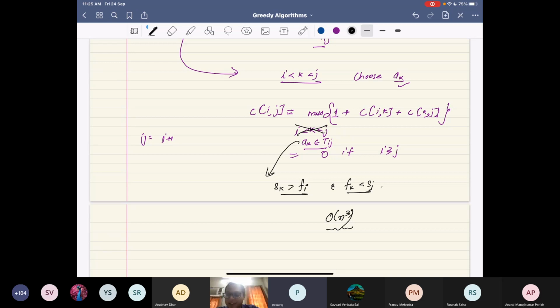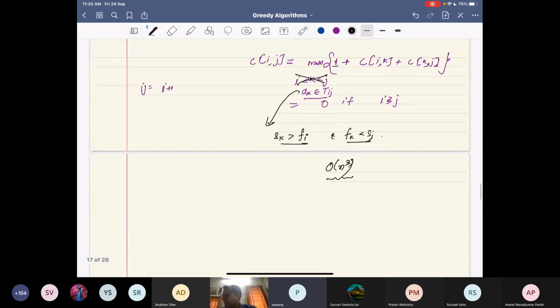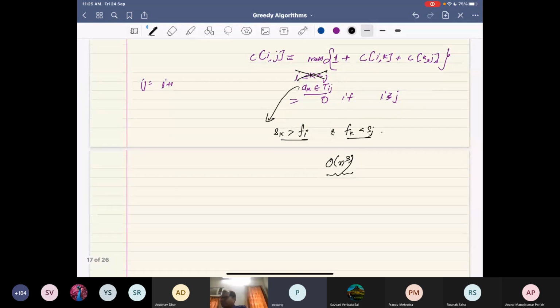Yes, we will do better than that, but for that we will use a greedy property, right? In this formulation, it will take order n cube. And this is how generally we will think in terms of DP. You can pick up any particular activity and define the complete solution, and for that you have to fill all these columns, order n square columns. Each one will take order n time. That's how you get order n cube.